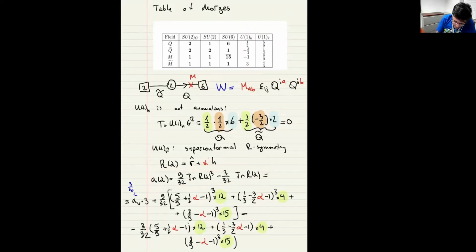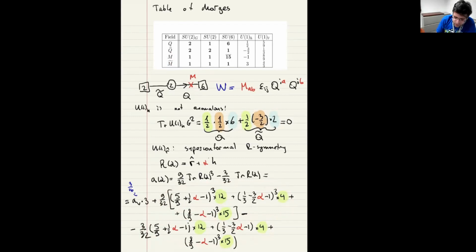So what is this thing? We have a contribution of the vector fields. We have an SU2 gauge group, and so we have 3 vectors. And this is the contribution of a single vector. Then we have this contribution, which comes from the Qs. We have this contribution, which comes from the Q tildes. And we have this contribution, which comes from the Ms. So this is the trace R cubed part, and this is similarly the trace R part. So this is some function of alpha.